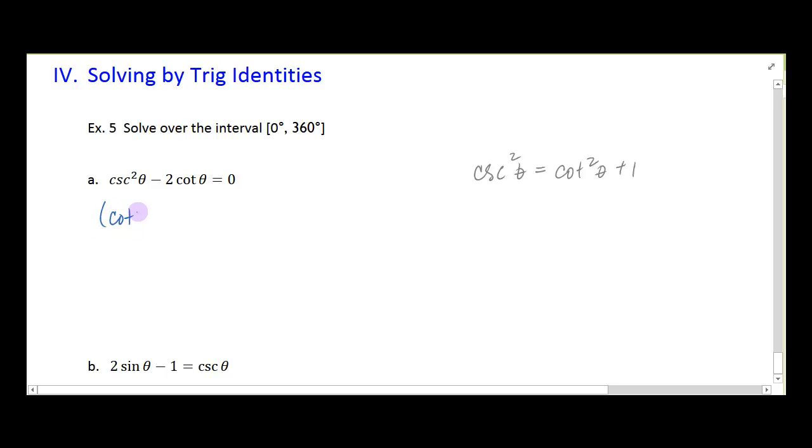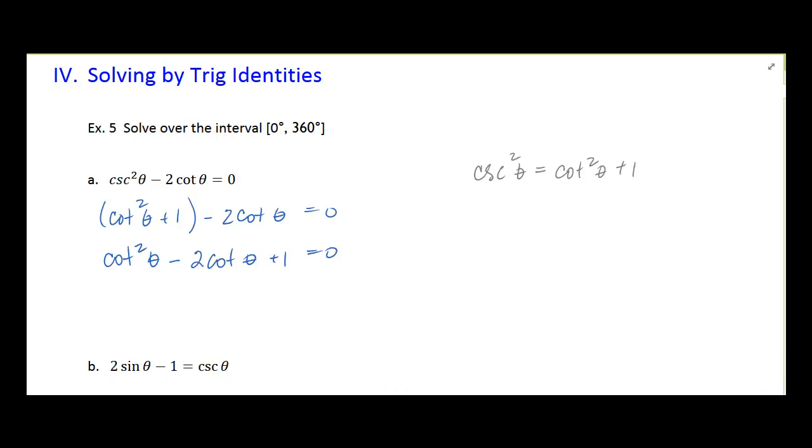So this is cotangent squared theta plus 1 minus 2 cotangent theta. Now what did that get me? That got me an equation over here on the left-hand side that is in terms of the same trig function. So it's all in terms of cotangent. Let's remove this parentheses and rearrange this so that it looks like cotangent squared theta minus 2 cotangent theta plus 1 equals 0, and I can now factor.